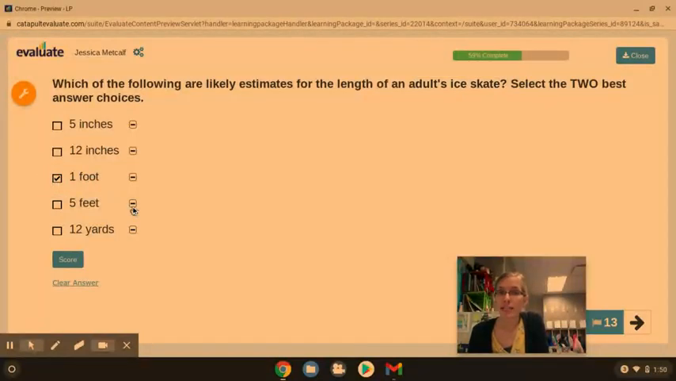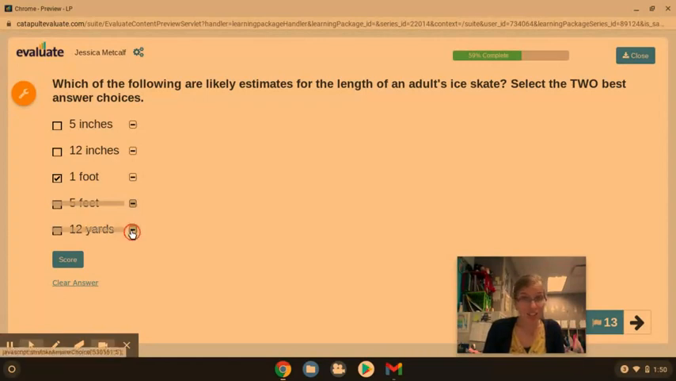If it's 1 foot, it's definitely not 5 feet. And we know a yard is like the top and the bottom of the TV, and that's definitely not the size of an adult male's foot. And if it's not 1 yard, it's definitely not 12. Okay, and we've been talking how many inches are in a foot.